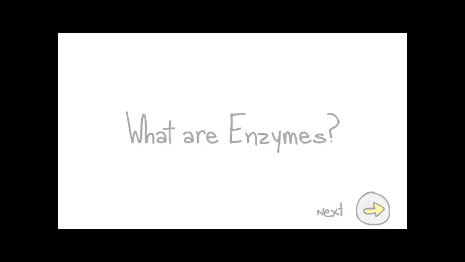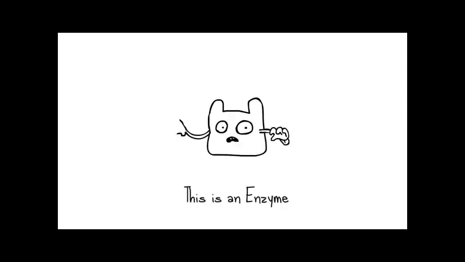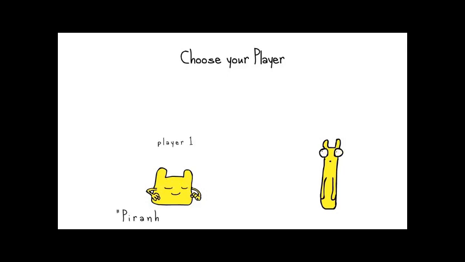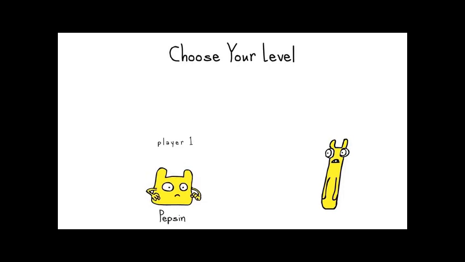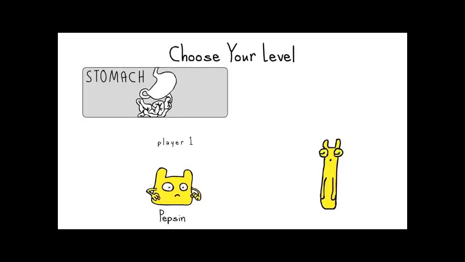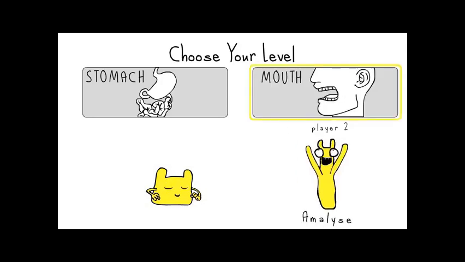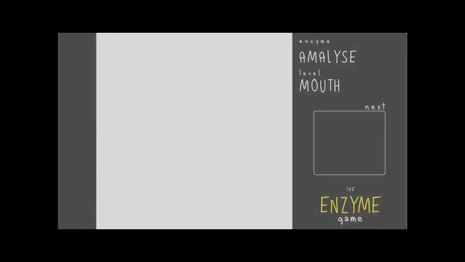What are enzymes? They are proteins that speed up chemical reactions. Without them, reactions can still occur, but they would be too slow to support life. There are many different types of enzymes, and they come in all manner of shapes and sizes. For example, what you call the piranha enzyme is actually pepsin. It is only found in the stomach and digests proteins. In your mouth there is amylase, which breaks down starch.